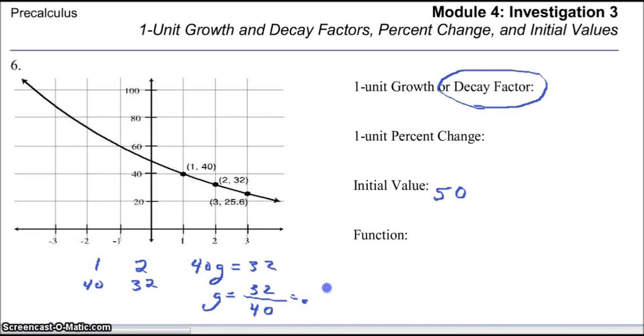And I apologize for saying growth factor. This is a decay factor. You can tell because it's smaller than 1. So our decay factor is 0.8. And that tells me that we have a 20% decrease as the percent change. Again, just 0.8 minus 1 is negative 0.2, or negative 20%.